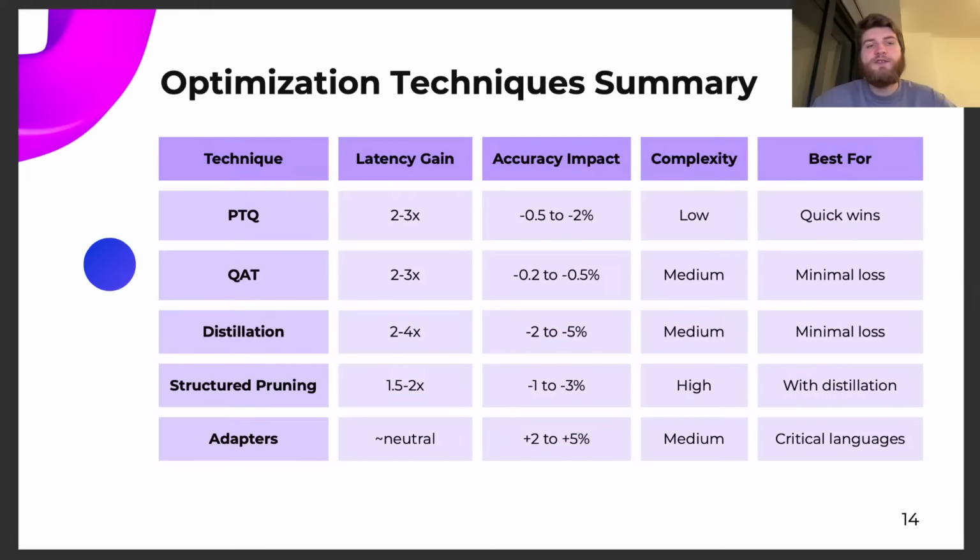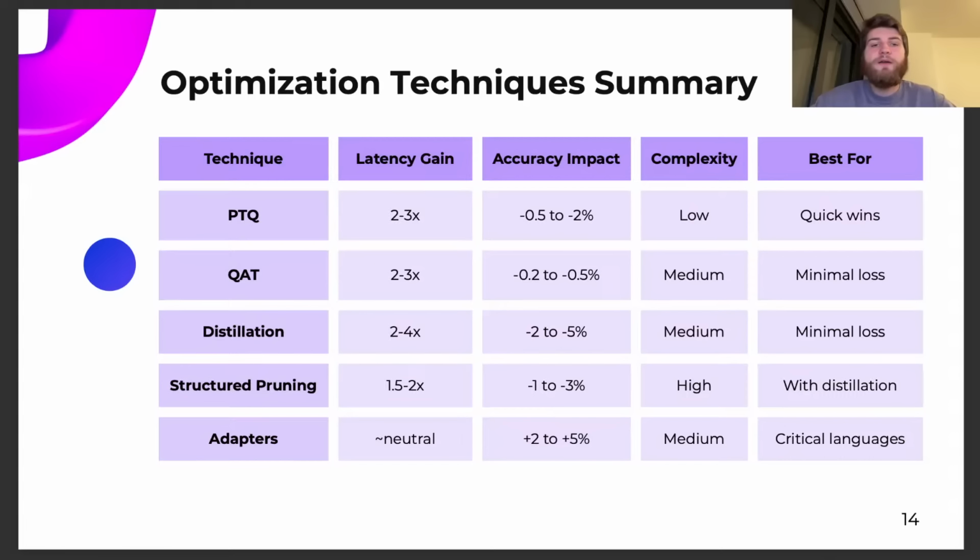And then we have language-specific adapters. Latency impact is minimal, which is a slight increase. Accuracy impact is positive, with 2 to 5% improvement per language. Implementation complexity is medium, and it works best for high traffic languages where accuracy matters most.